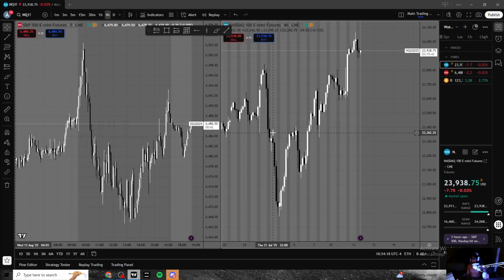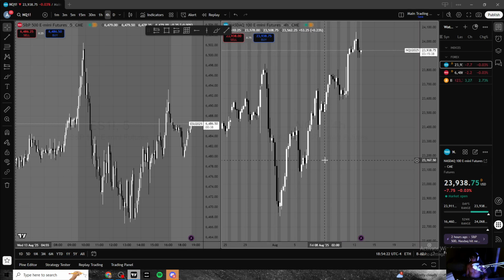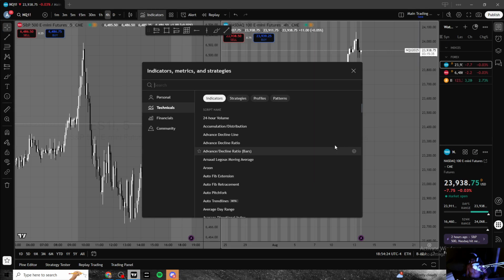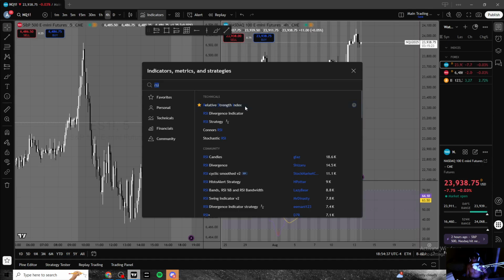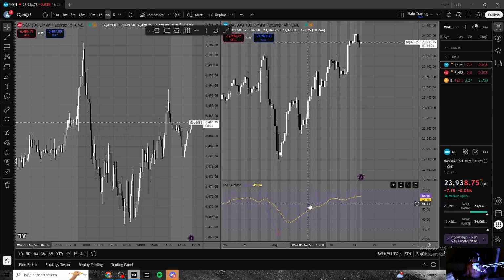Now how can I tell for a fact that we are overextended, right? So I'm not an indicator trader, but there is something called the RSI, which is the relative strength index, okay? And all this tells you is when we are overbought or oversold. And I'll show you it right now, and then I'll talk about how we can read this, okay?